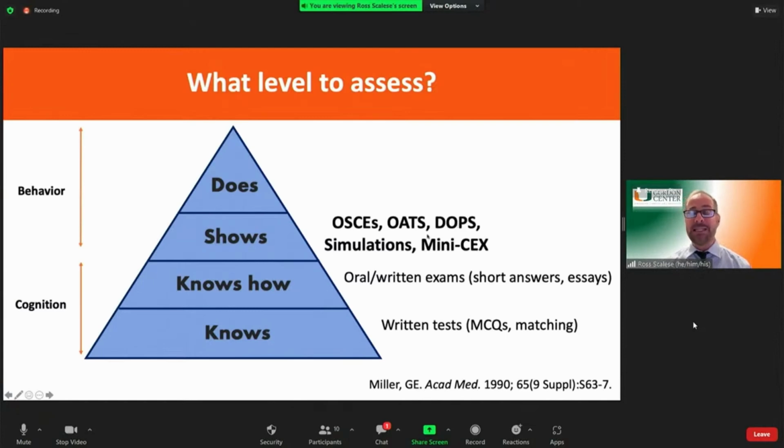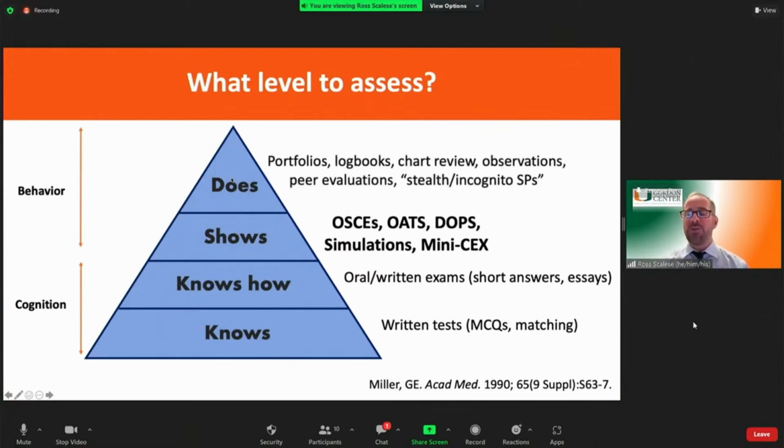Something like the mini CEX, the mini clinical examination, is a workplace-based assessment, but nonetheless, it's performance-based. So it's well-suited for the shows how level, as well as does. The does is actually the tricky one. And that's where simulation, you might at first blush say, well, simulation has no role in the real setting, because as soon as they know that it's a simulation, they may alter their behavior. So it would drop back down to the shows how level.